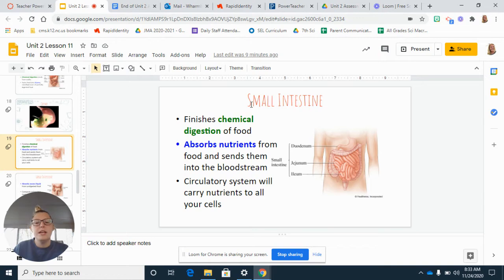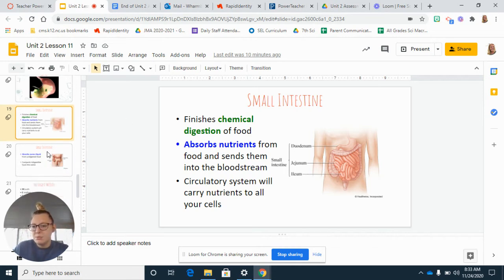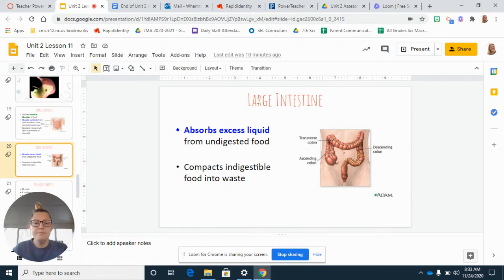And then you have your small intestine. This finishes the chemical digestion of food. It also absorbs the nutrients from the food and sends them into the bloodstream. Then your circulatory system will carry the nutrients to all your cells. So we've seen our muscular system work in here, our circulatory system work in here. That's pretty exciting, all our systems coming together. And we have our large intestine, which absorbs excess liquid from the undigested food and compacts indigestible food into waste. So food that your body is not using is going to turn into poop.